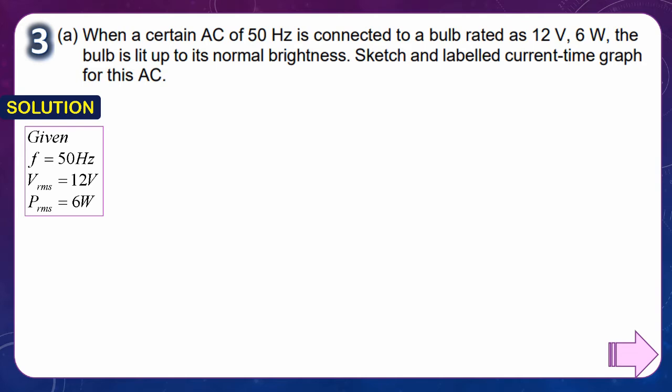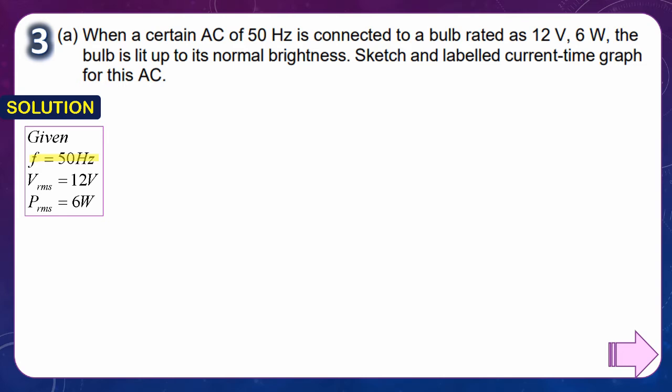For question number 3a, when a certain alternating current of 50 Hz is connected to a bulb rated as 12 volt and 6 watt, the bulb is lit up to its normal brightness. Sketch and label the current time graph for this alternating current. Okay, from the question, we have a few given pieces of information, which is frequency 50 Hz.